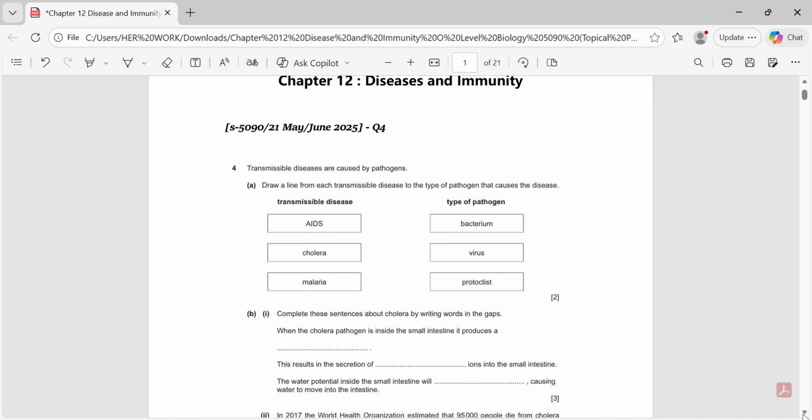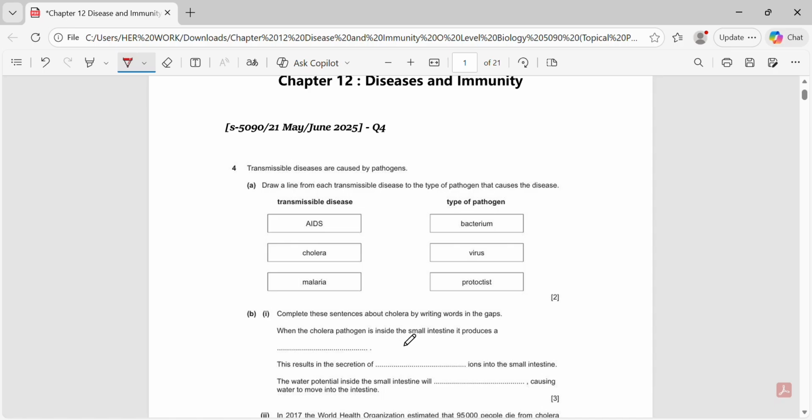Alright, let's look at our first question. This one is a matching type question. The statement says, transmissible diseases are caused by pathogens. Now, your task is to connect each disease to the correct type of pathogen that causes it. So, we have 3 diseases listed here, AIDS, cholera, and malaria. And on the other side, we have the types of pathogens, virus, bacterium, and protoctist.